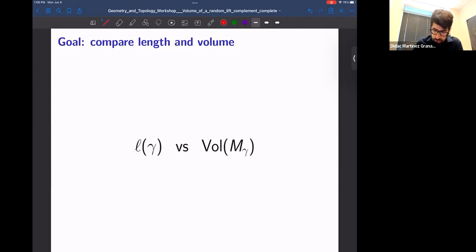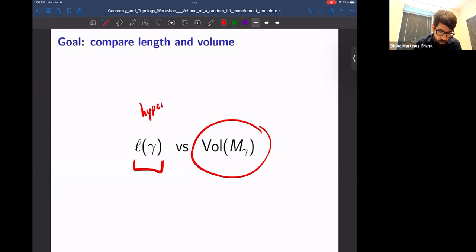And now I would like to study the volume of this three-manifold and relate it to some geometric information of the closed geodesic gamma that measures the complexity of the geodesic gamma, such as, for example, the hyperbolic length of gamma.